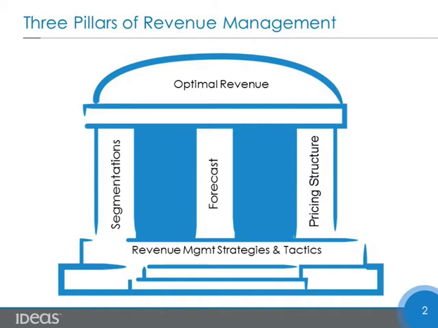Let's talk about the foundations of revenue management, which are market segmentation, forecast, and pricing. Those are the three pillars of revenue management. If you don't have revenue management practice in your property, this is where you should start. Market segmentation is the backbone of revenue management. You should have a clear market segmentation structure to drive your target business in the target market.